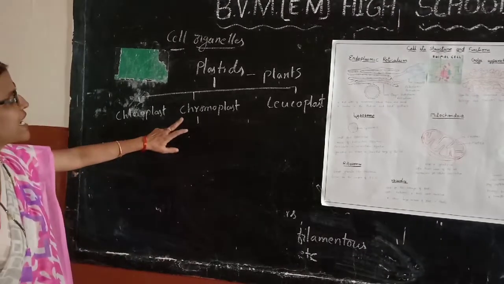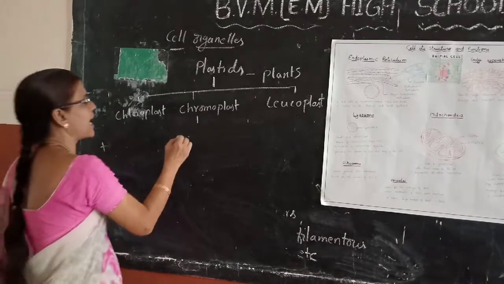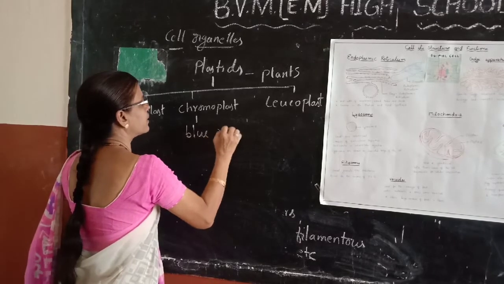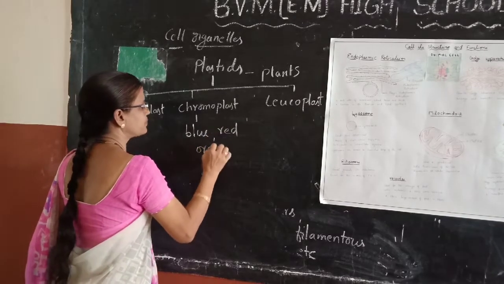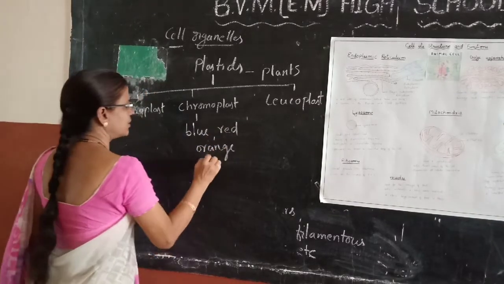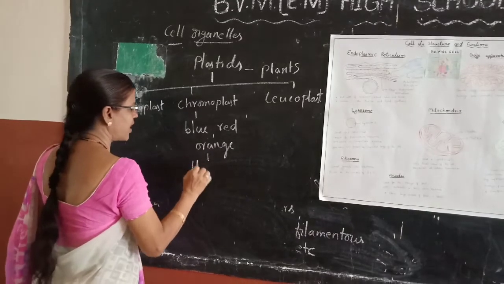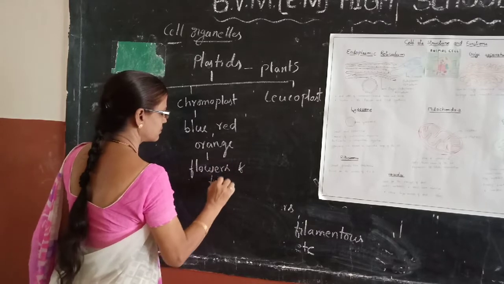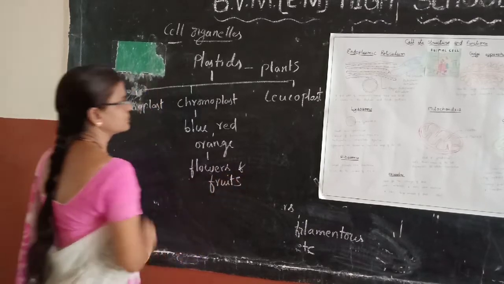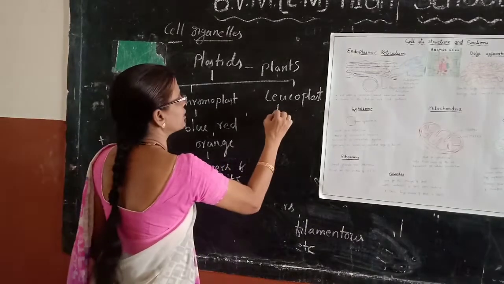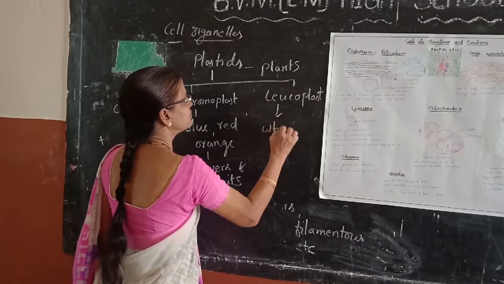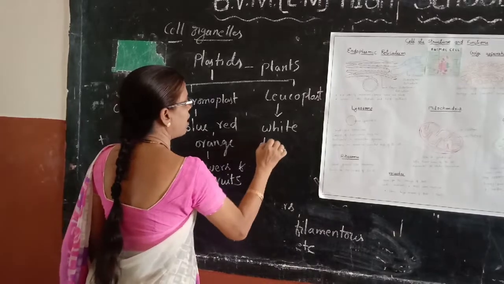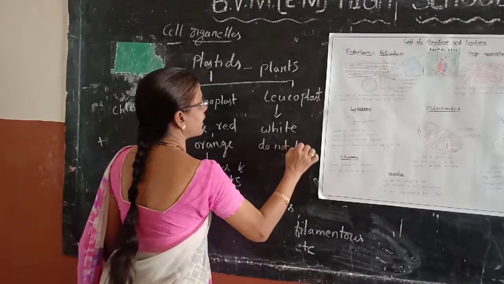Different plastids are present, with different colors like blue, red, orange. They are present in flowers and fruits. Leucoplast. Leuco means white. They do not have colors.